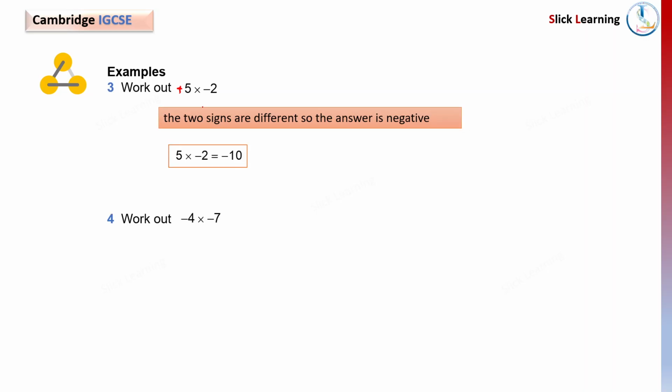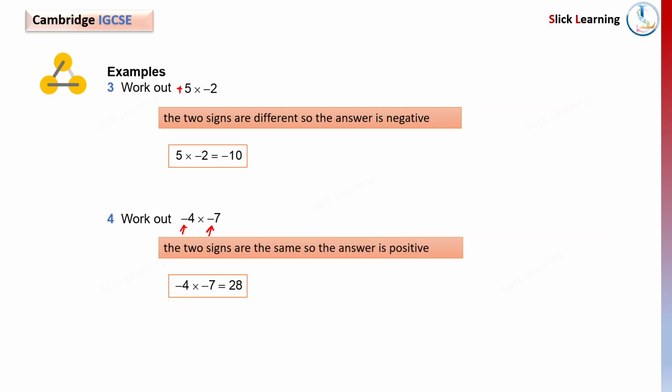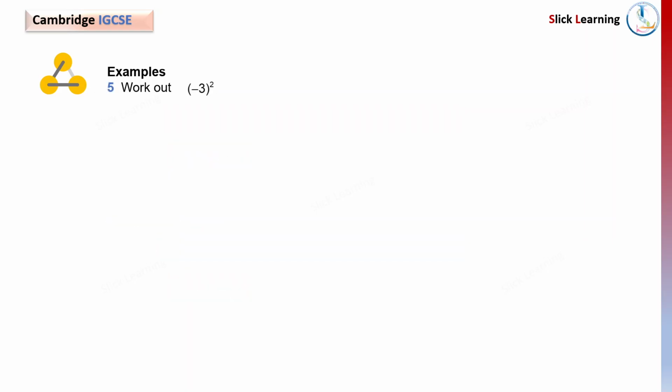Now, can you imagine, can you give the answer, what should be the result for this? I hope you got the right result. It's a simple concept. Both have the same sign, that is negative. So the result is going to be positive, and 4 times 7 is 28. It means positive 28.